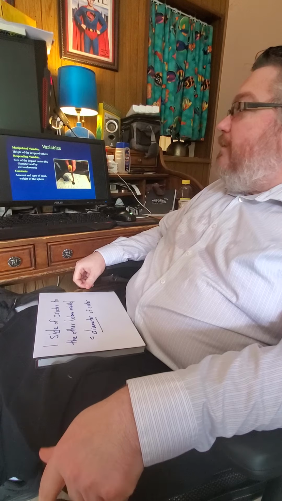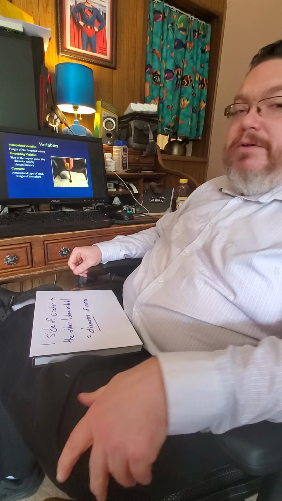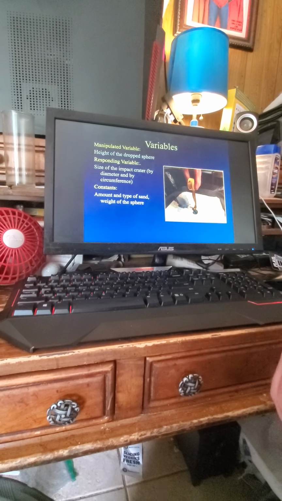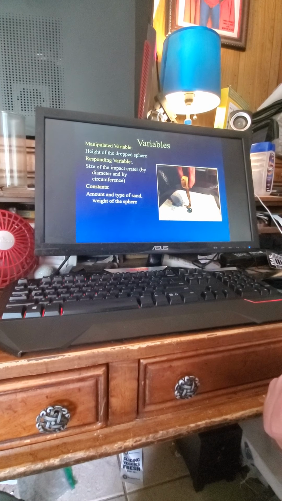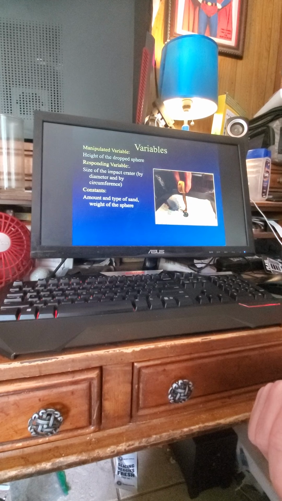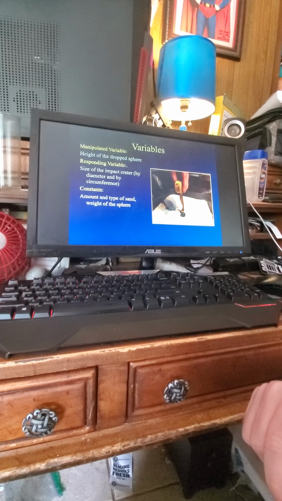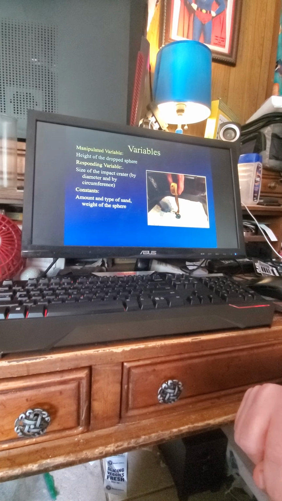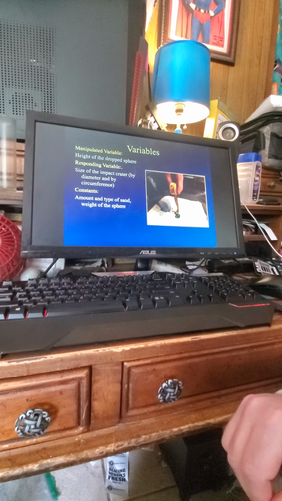So what are our variables? The manipulated variable in this experiment is going to be the height of the dropped sphere, the height of the marble at the moment when I release it. That's the manipulated variable. That's what I will be changing myself. And that's also known as the independent variable.